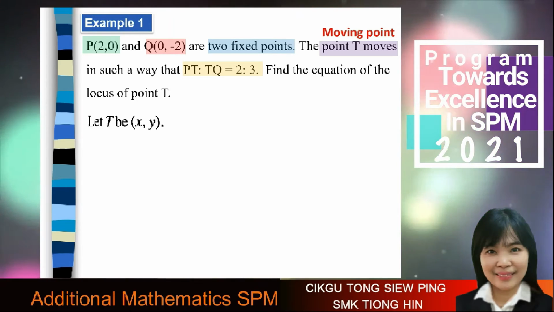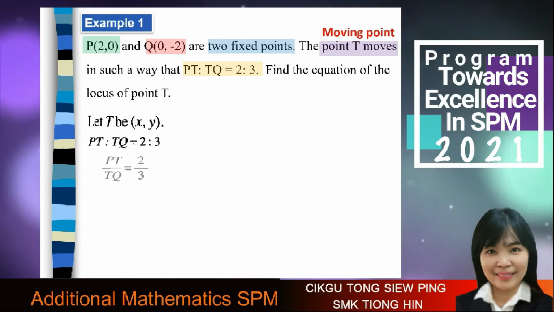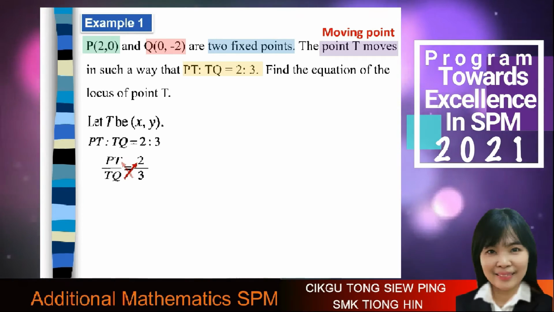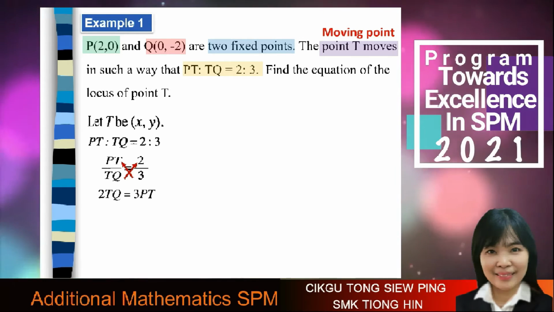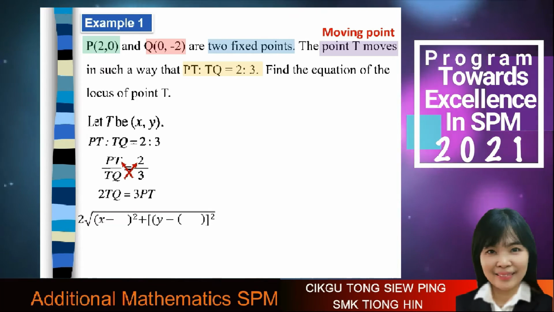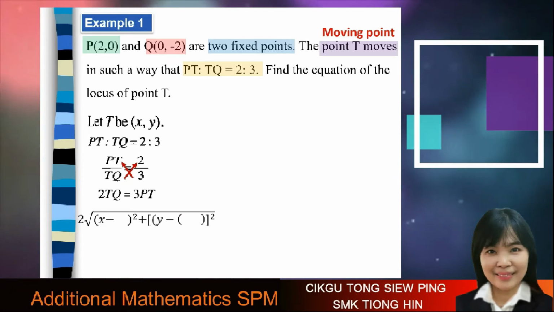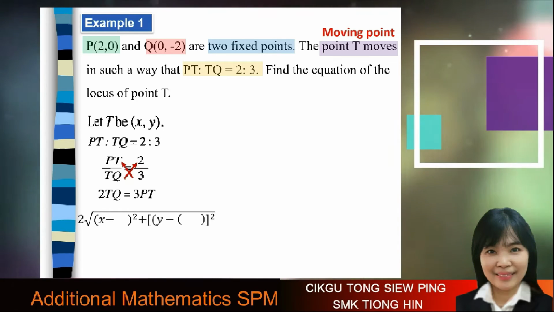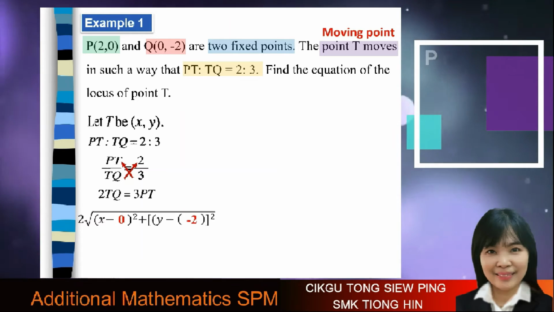Now, the ratio of PT to TQ is equal to 2 to 3. That means PT is equal to 2, TQ is equal to 3. We cross multiply this, then we get 2TQ is equal to 3PT. Then we can use the distance formula to find the distance of TQ. We substitute the coordinates x and y of point Q into the left hand side here. That is x equal to 0, y equal to -2.